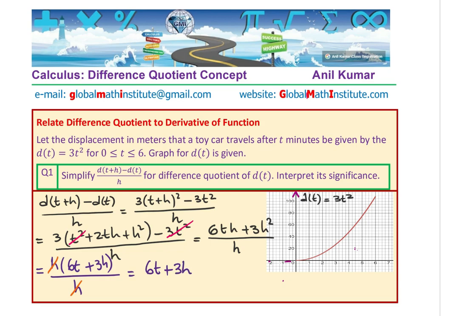So the difference quotient, which is (d(t plus h) minus d(t)) over h, can be written as 6t plus 3h when d of t is 3t squared, correct? That's what it means. Now, part 2 is to interpret its significance. How do we interpret the significance of this function?